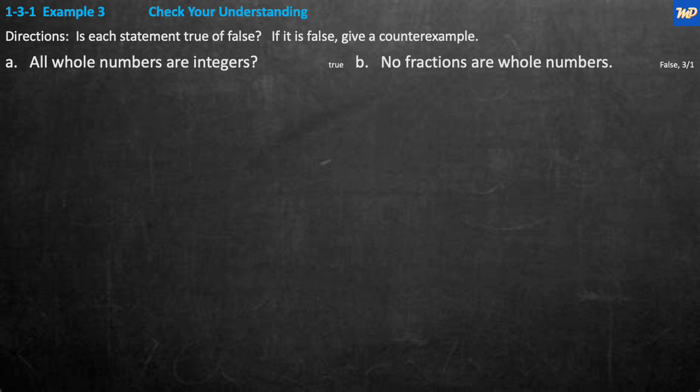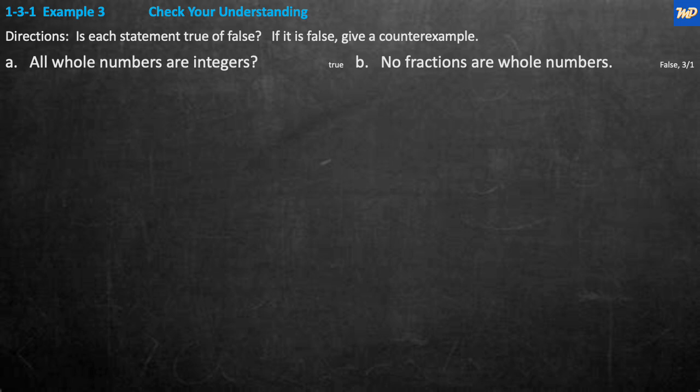Okay, example 3, check your understanding. It's your turn. Is each statement true or false? And if it's false, give a counter example. I'll read them to you. A, all whole numbers are integers. And B, no fractions are whole numbers. So why don't you go ahead and take some time and look at this, and then when you come back, we'll try it together. Okay, so I'm assuming you stopped the video, you wrote down your answers, and now we're going to look at them together. So, is each statement true or false?